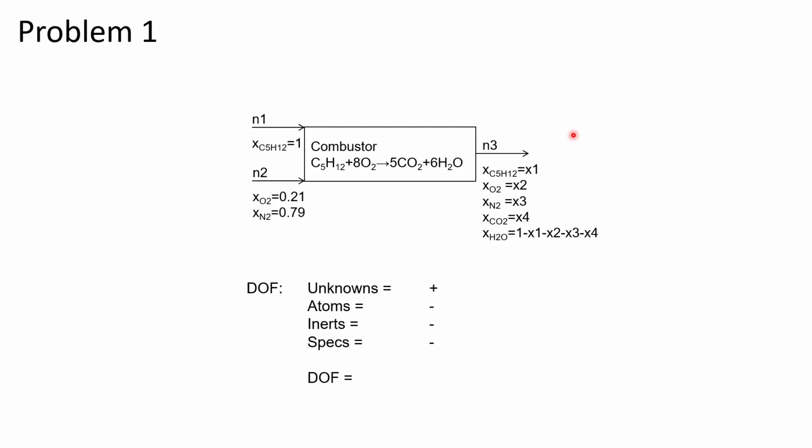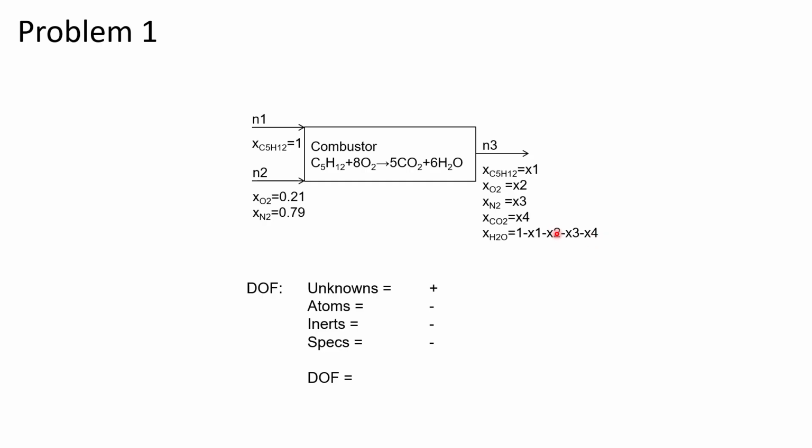Let's look over here at the product stream. The product stream, we don't know its flow rate. And I've listed all the compositions here, although later we're going to add in the molar flow rates as well. But instead of trying to calculate any of these compositions, I've listed them all as unknown. And the unknown composition, we have an unknown composition for pentane, oxygen, nitrogen, and CO2. And the water composition we're going to calculate by taking 1 minus all the other compositions.